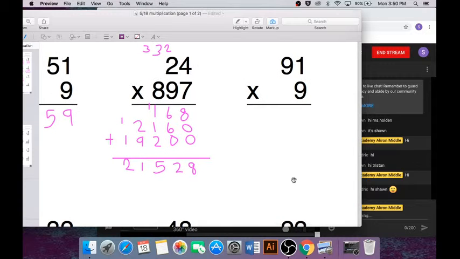Our next one, we have 91 times 9. So we're going to do 9 times 1, which is 9. And then 9 times 9, which is 81. So our answer is 819.